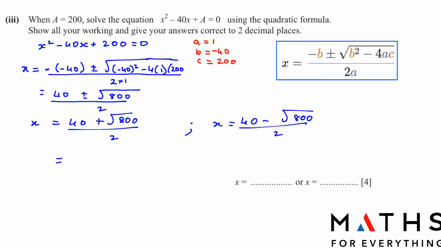Write the answer. You will get 34.14. And when it is negative, you will get 5.857. We need 2 decimals, and this is more than 5, so we have to round it. It will become 5.86. So these are our 2 answers. If your answers are right or wrong, you can check again using the calculator for a quadratic equation.